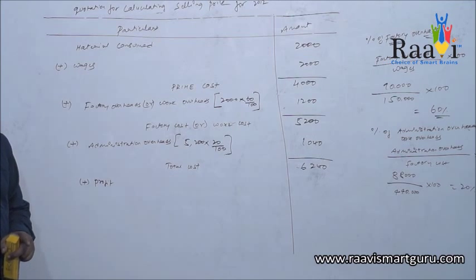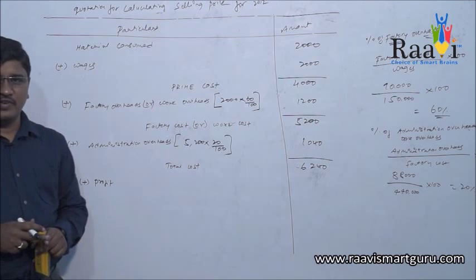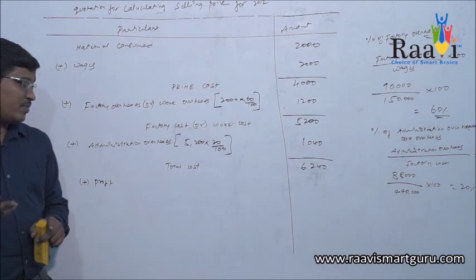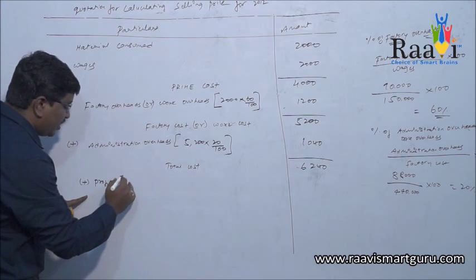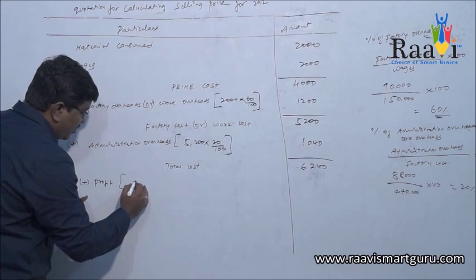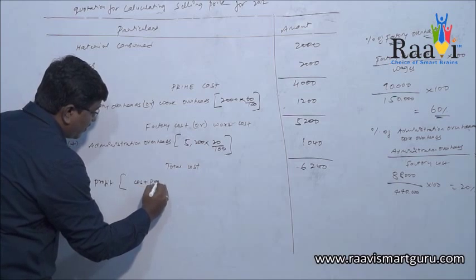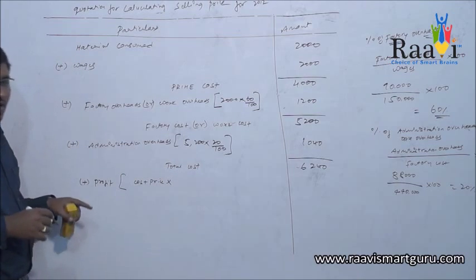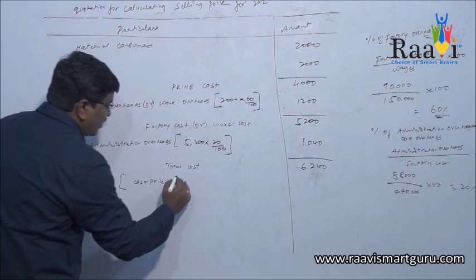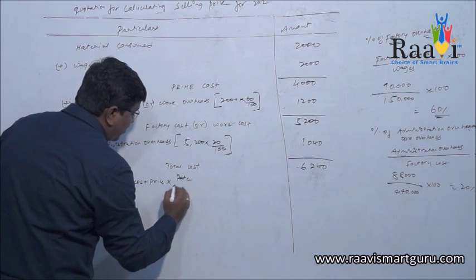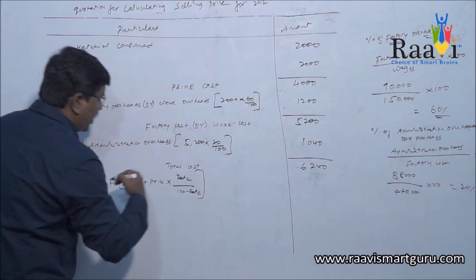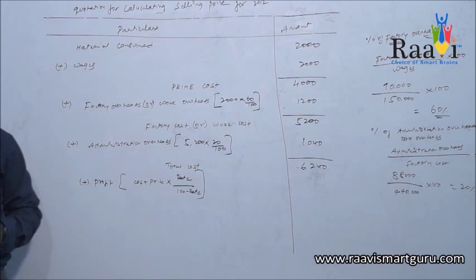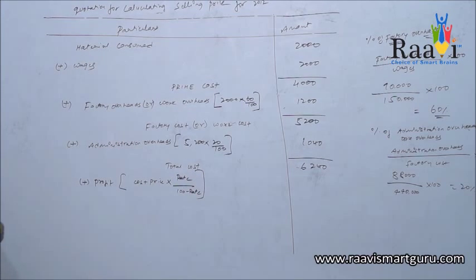So we need to convert the percentage of profit on selling price to the percentage of profit on cost price. Then we need to apply a formula, that is cost price into rate divided by 100 minus rate.